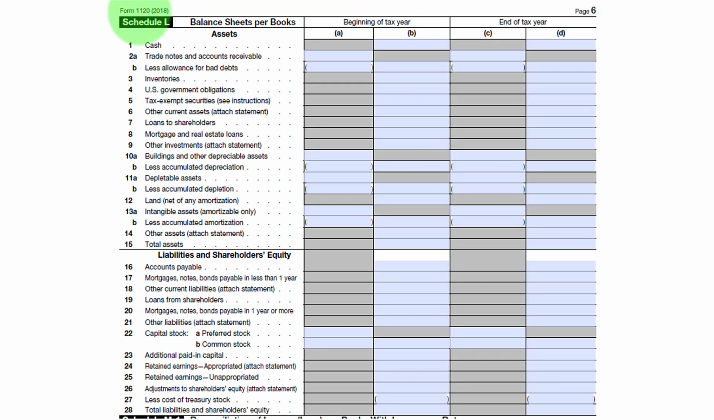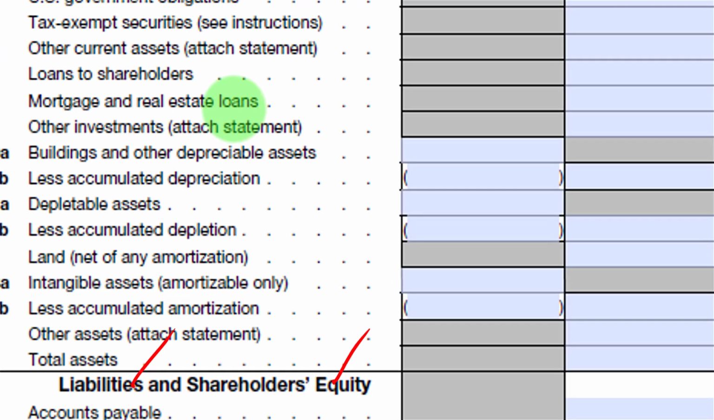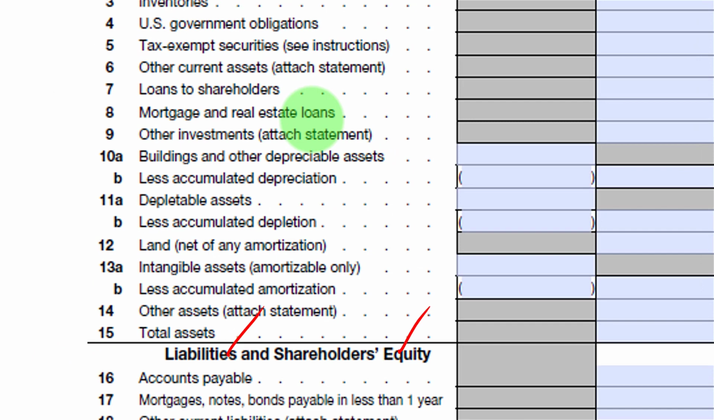So here is a Schedule L for corporation, a balance sheet. And all of us know the assets are equal to the liabilities plus the equity. And the assets would be these ones we had learned in this chapter number 2. Let's see if I can zoom in here. Here in line, I don't know if you can see my mouse, line 10A, the building and other depreciable assets. That would be the real property and the personal tangible property.